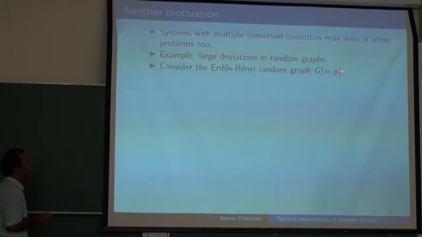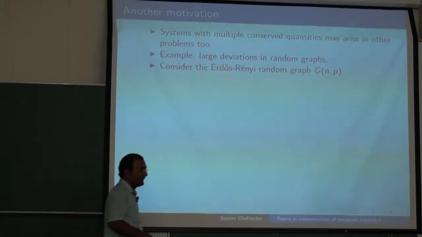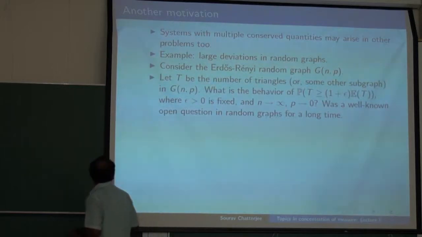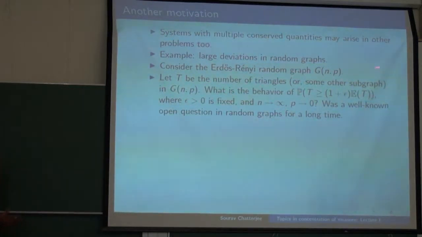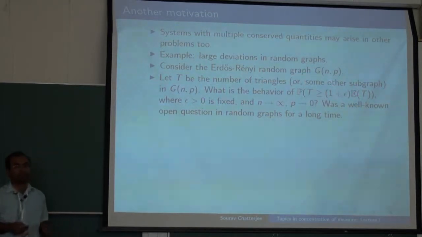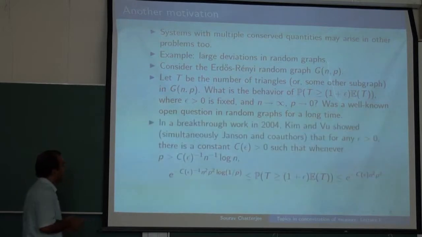Consider the Erdős-Rényi random graph G(n,p). There are n vertices, any two are connected with probability p. Let T be the number of triangles, or some other subgraph maybe. What is the behavior of this upper tail? The probability that T is bigger than (1+ε) times the expected value, where ε is fixed and n and p go to infinity and 0. So what is the exact nature of this probability? This was an open question for a long time.